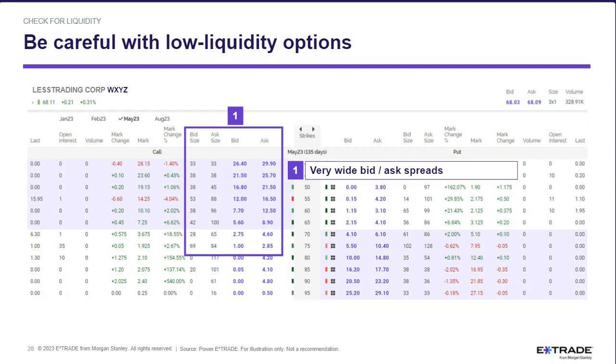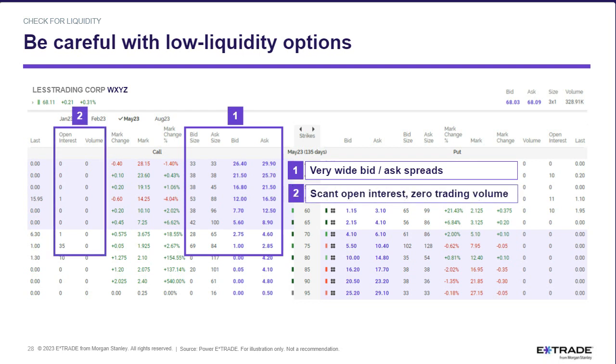I'm looking at the 60 strike. It's 770 bid, offered at 1250. You could drive a truck through that, right? And if you look over at the open interest and the volume, it's essentially 0. So that's an example of things to pay attention to when you think about placing an order.